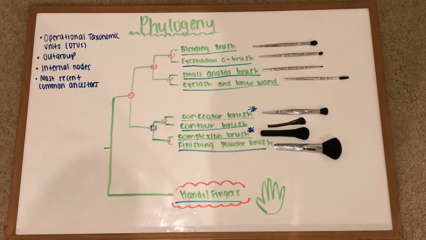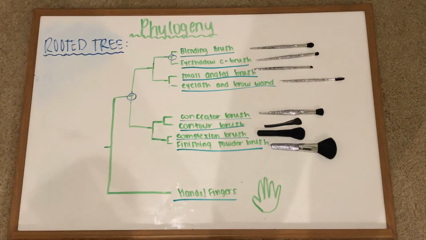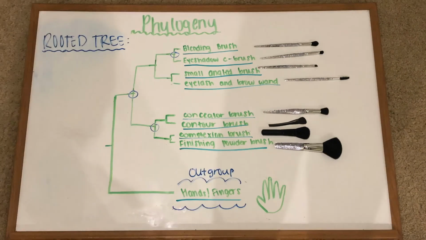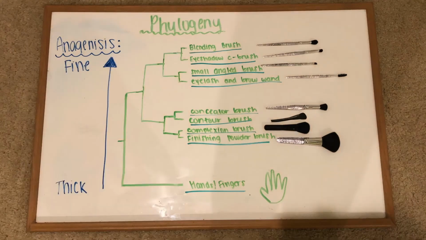For example, the most recent ancestor of the concealer brush and the complexion brush is represented by this node, or the older face brushes. Now that we have more specific aspects of the tree defined, let's look at the phylogenetic tree as a whole. This type of phylogenetic tree is called a rooted tree. This is because we can see a common ancestor between all of the OTUs, and because we can also see an outgroup. Another aspect of this tree is that as we move up the tree, we see that the brushes get more fine in order to allow more detailed makeup looks.